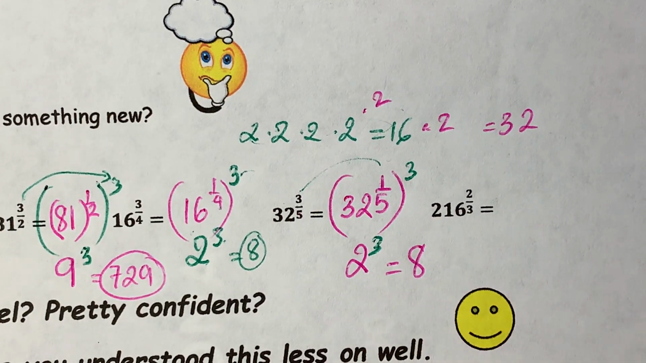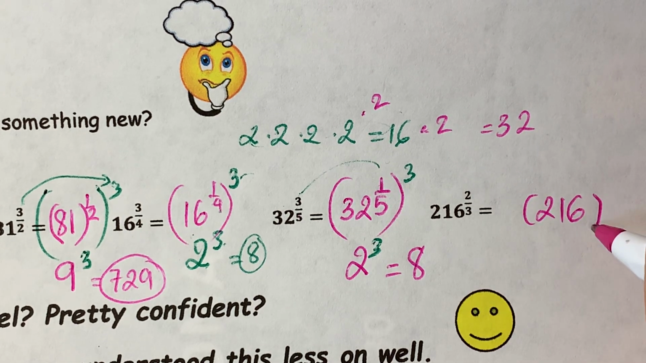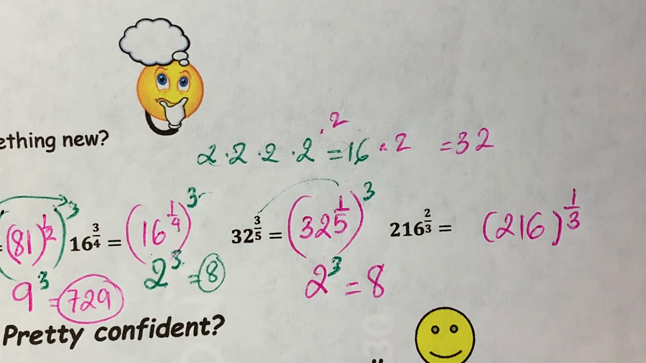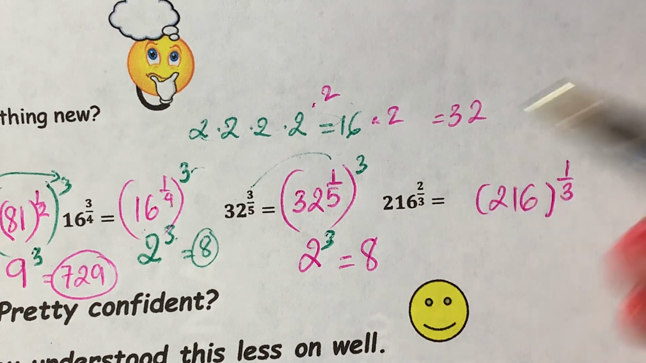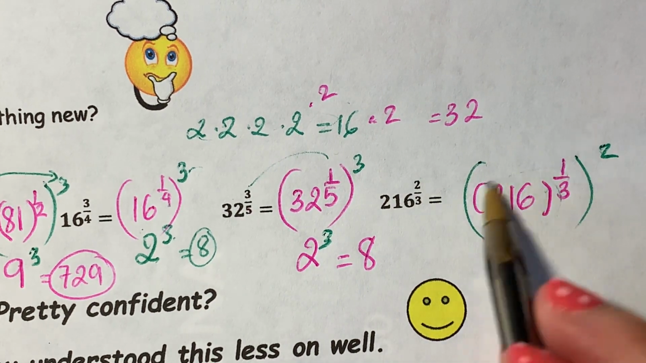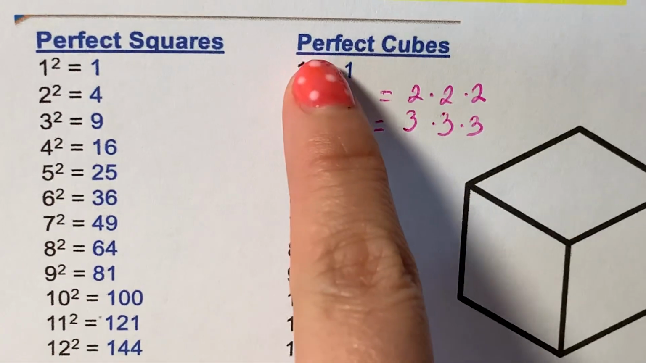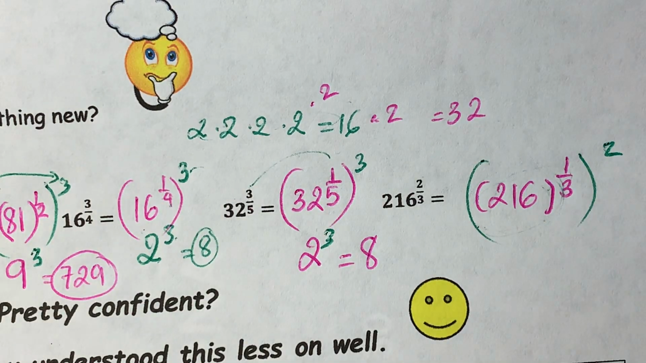How about 216 to the 2/3? 216 is the base. The root is 1/3. And then you have the 2 on top, right? So that will be the square. We certainly know this one. 216 to the 1/3. That's the cube root, right? Cube. So we look at a perfect cube. 216 is 6 cubed. So the answer right here is 6.